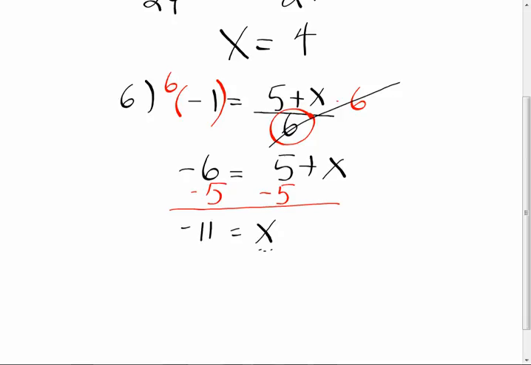You know on your test next week, you know if you did it right or wrong. You just put it back in there and see if it works. So if I do that, and I put in negative 1, is that equal to 5 plus a negative 11 over 6? Is negative 1 equal to negative 6 over 6? I hope the answer is an easy yes, because it is.